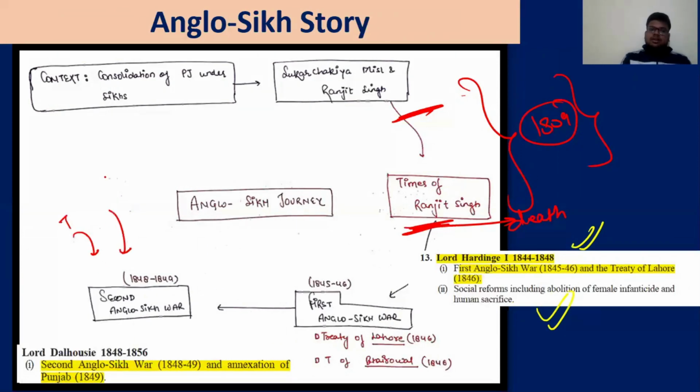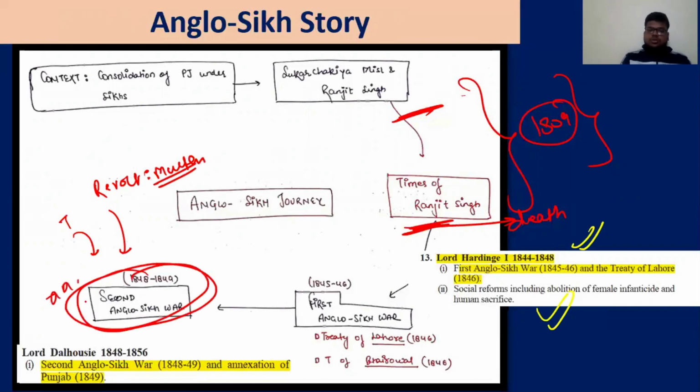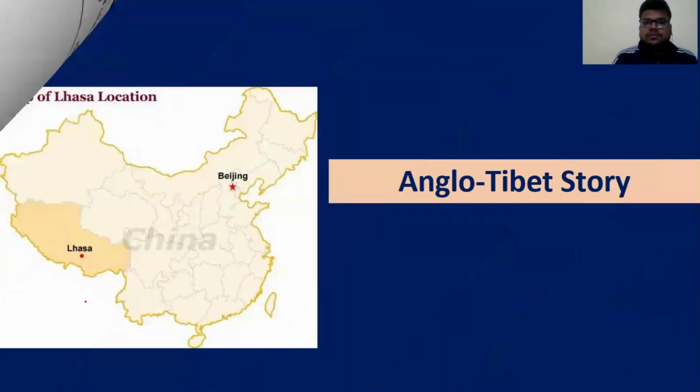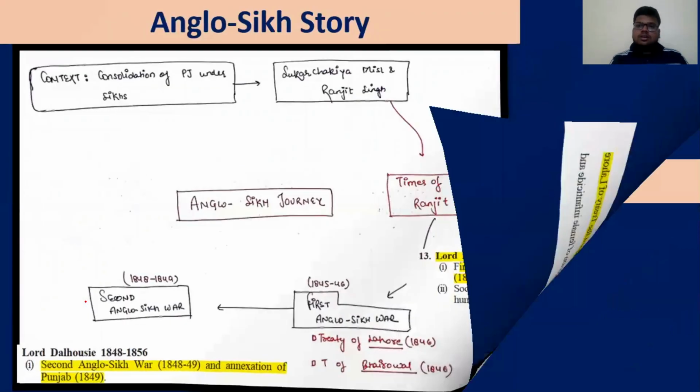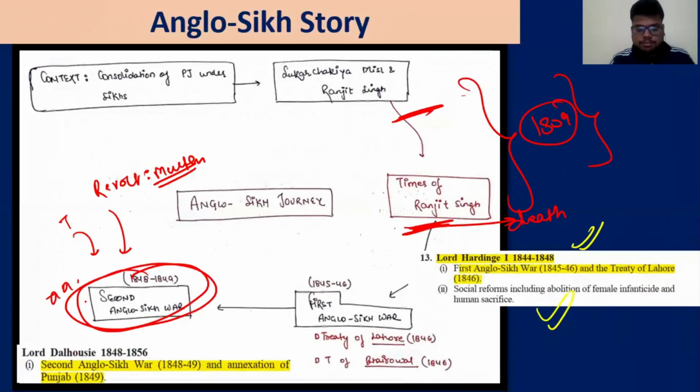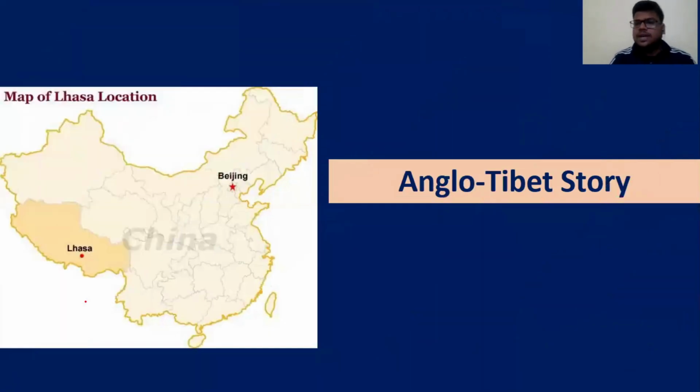Secondly, the rebellion, the revolt which happened in Multan, provided the context for the Second Anglo-Sikh War, which led to the end of the Sikh empire in the Punjab. The last very small story left out is the Anglo-Tibet story. Okay, so let's look at it.